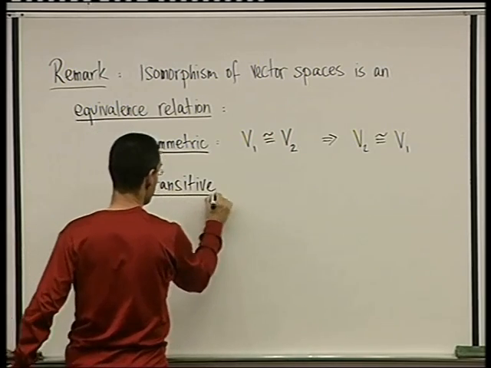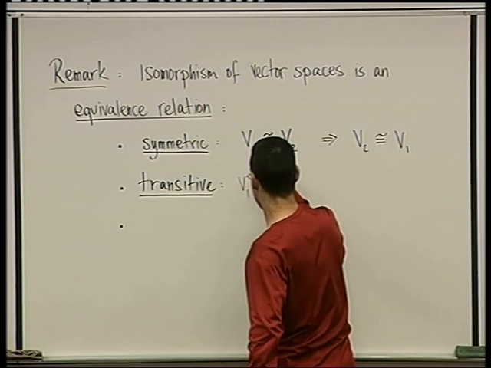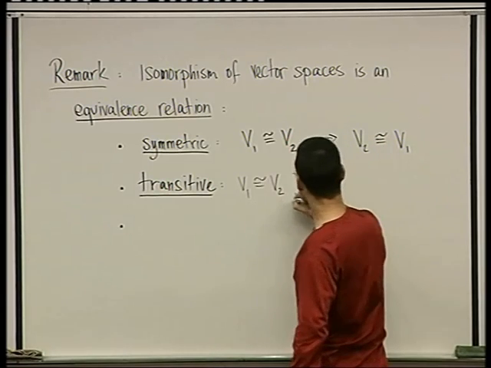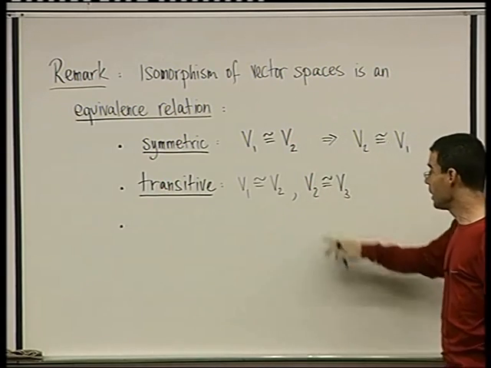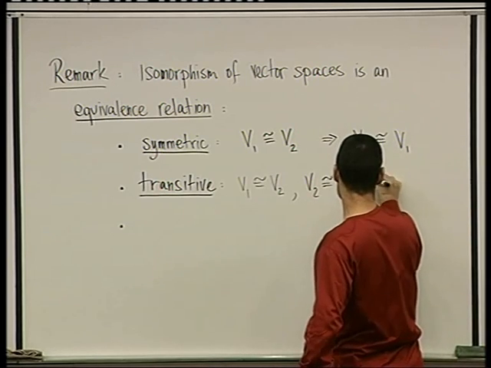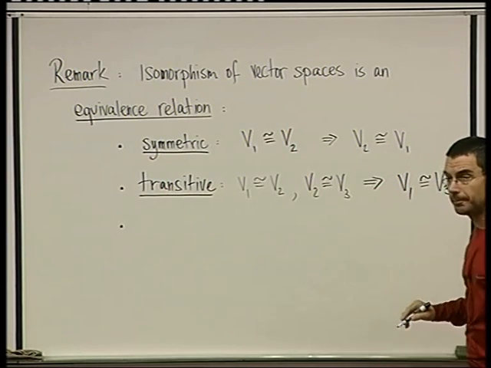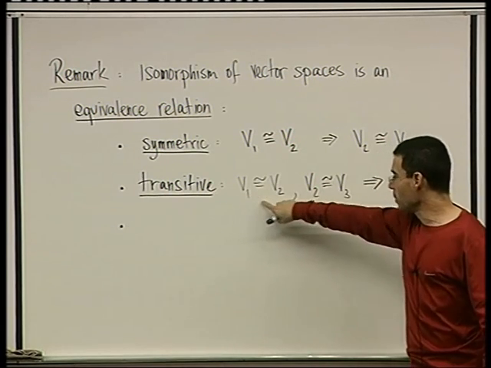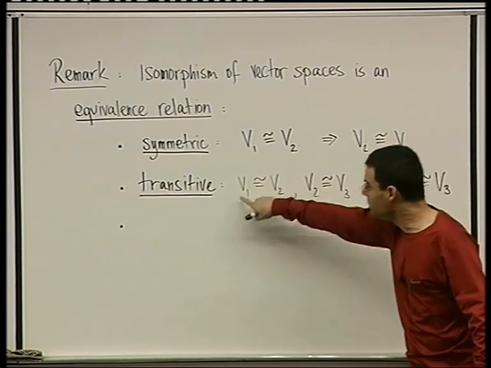Meaning the following. Suppose V1 is isomorphic to V2, R4 and M2 of R, and V2 is in turn isomorphic to some other space, V3, M2R and R3X. If this is an equivalence relation, it should hold that V1 is isomorphic to V3. Okay? And so if this is R4 and this is M2R and this is R3X, we know that there exists an isomorphism between V1 and V3.